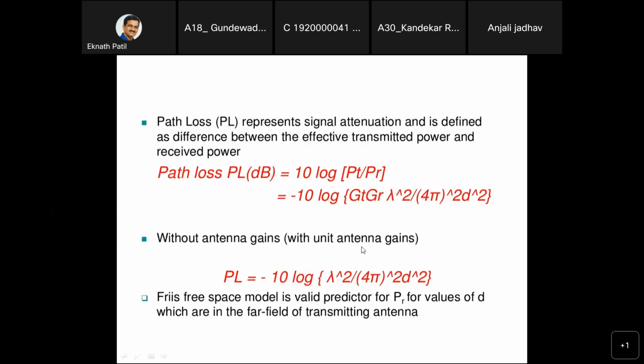Sir, whatever we have discussed is based on the Friis formula. If you are going to write the Friis formula and the related equations, we can manipulate all the equations according to the requirement and calculate the path loss, and as usual, path loss is the ratio of power transmitted divided by the power received. One thing we have to keep in mind is that whatever the power calculations are, these are in the far field only.